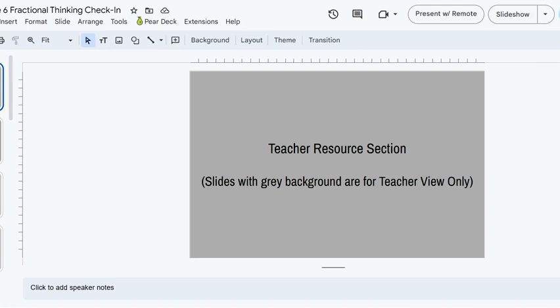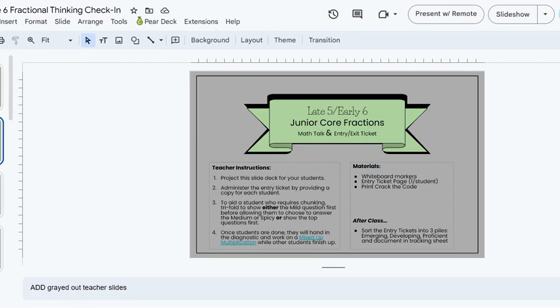So when you click on that, you will notice that a slide deck opens. You can make your own copy of this slide deck if you wish. Any slides that have a gray background are for teacher use only. It is not something that you would project to students. You will see there's a slide that provides you with some instructions on what to think about as you administer this particular entry ticket on this particular topic.